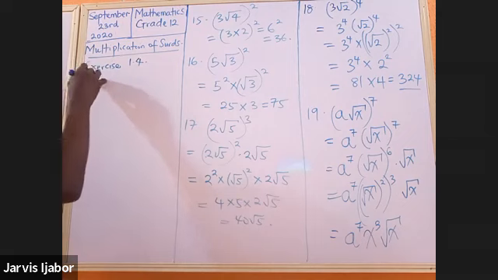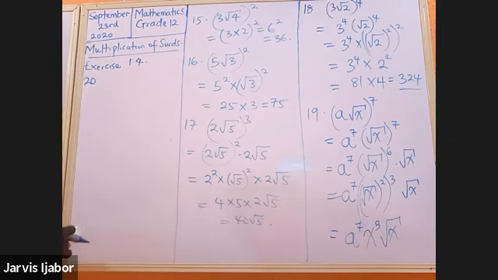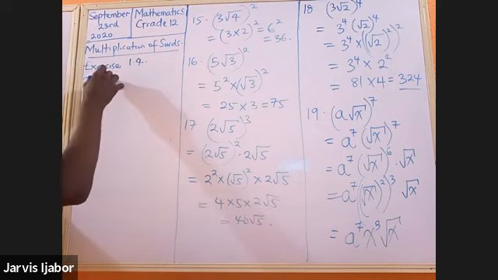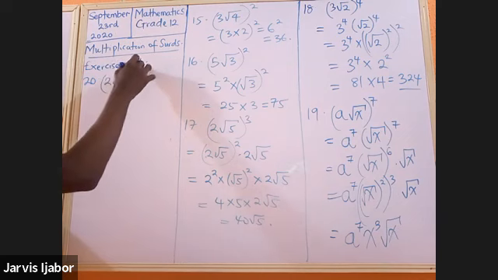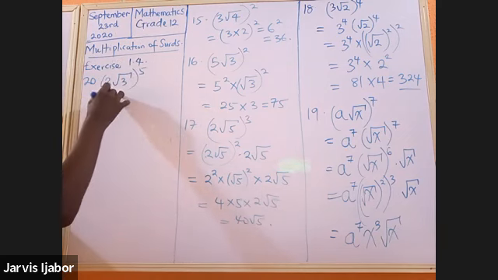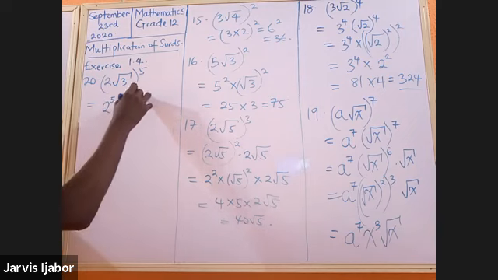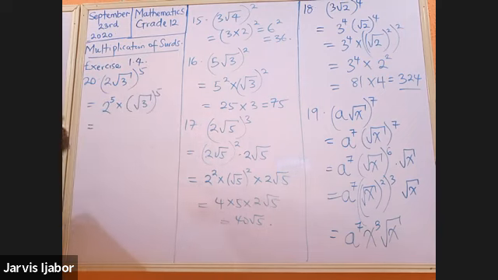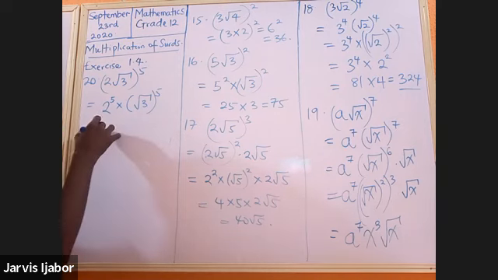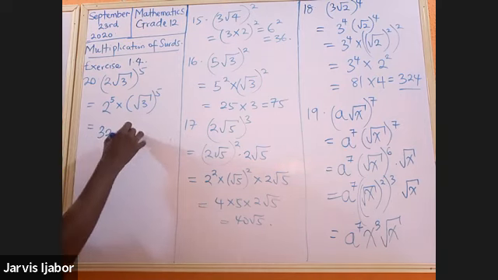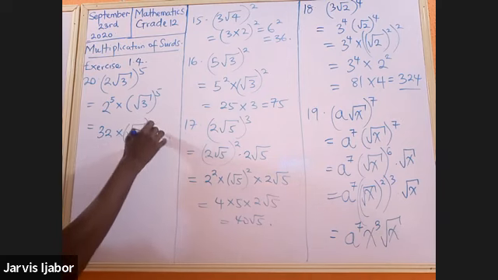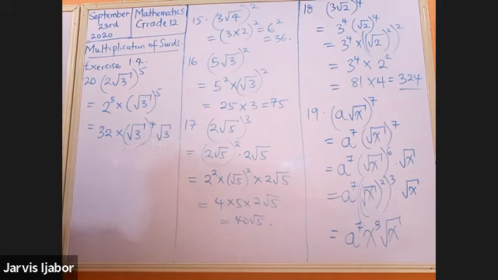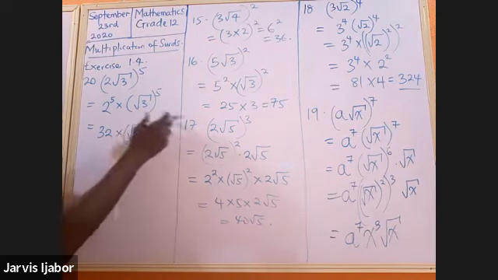Question 20, we have 2√3, all raised to the power of 5. So that will be 2 raised to the power of 5 times. You see what I'm doing? I'm not so bothered about the answer. I'm more interested in the process, how I process to get the final answer. So from here, I'm going to have 32 times what? √3 all raised to the power of 4 times what? √3. It is 5, so I'm making odd and even.